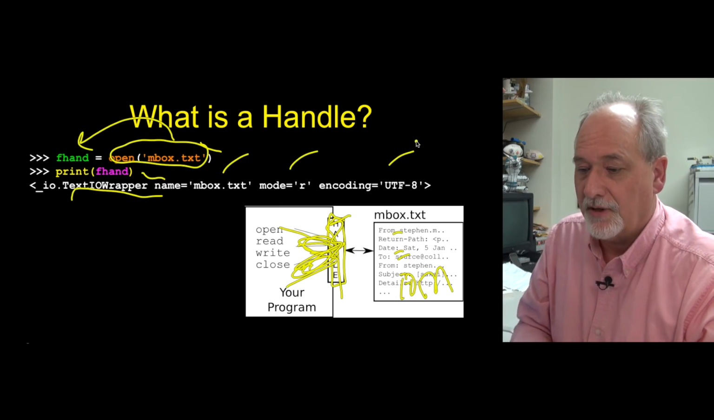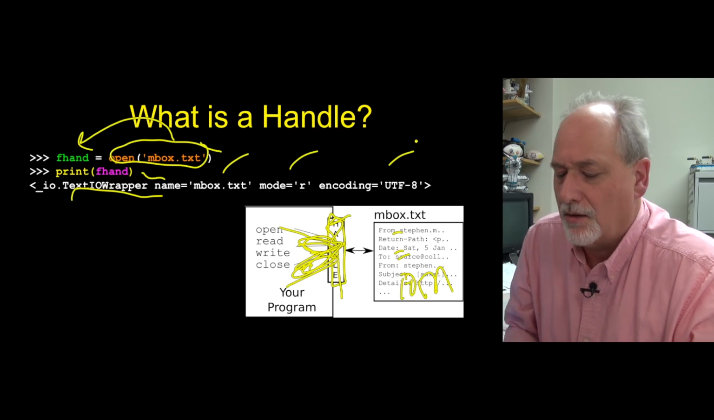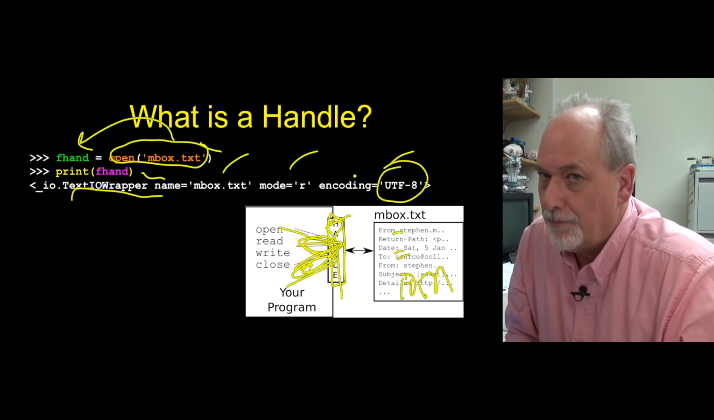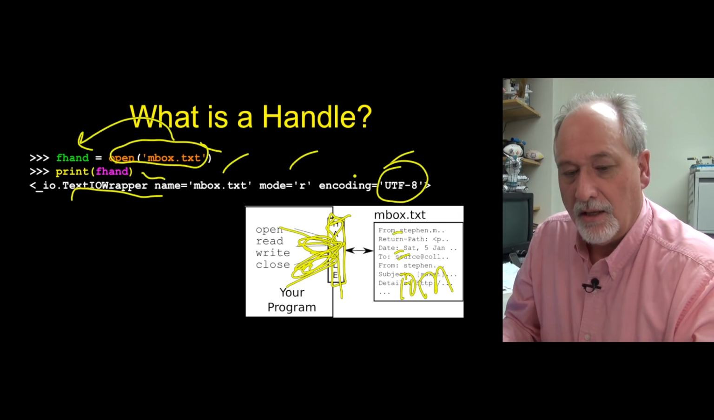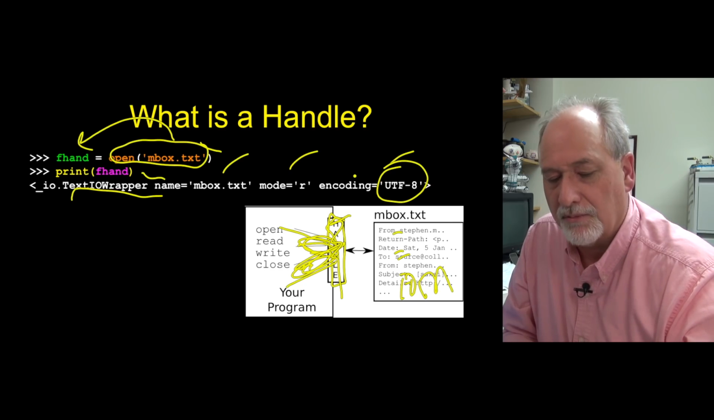and encoding has to do with the different kinds of character sets, which we talked about at the end of the last lecture, that Unicode character set, etc. UTF-8 is a great character set. It's probably the most typical character set that you will run into, although you can have different character sets of files, but most of them are UTF-8.